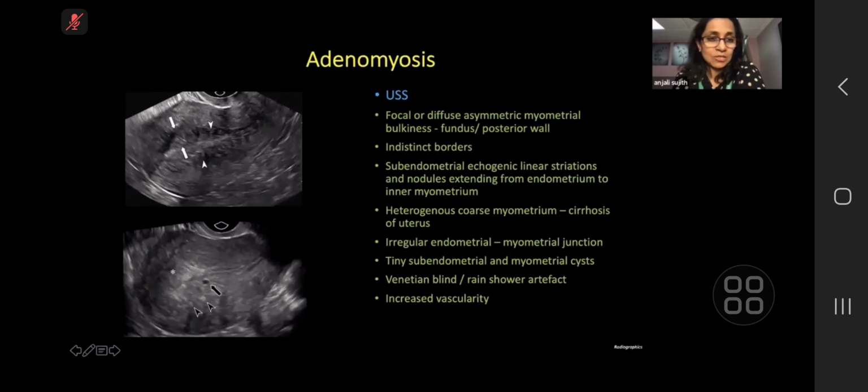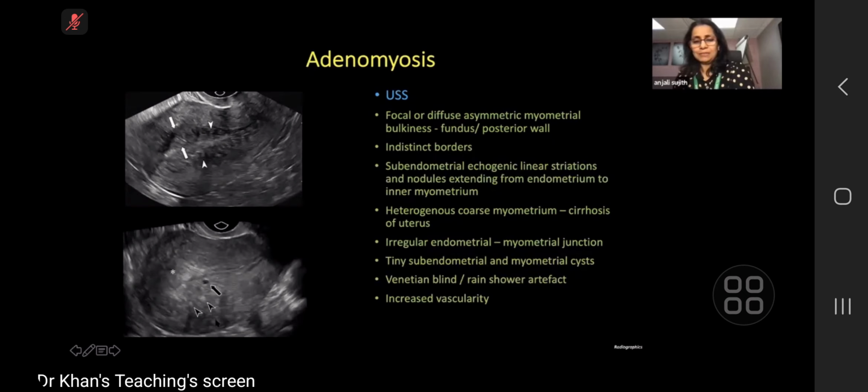Okay. So on ultrasound, adenomyosis has a very particular appearance. The uterus will be enlarged and will have heterogeneous echogenicity. You will see echogenic stripes extending from the endometrium to the inner myometrium. You can see echogenic nodules and myometrial, subendometrial cysts. Overall, this heterogeneous appearance of the uterus looks similar to what you get in liver cirrhosis, and sometimes we call this condition cirrhosis of the uterus. Okay, so it is less likely that an ultrasound may be asked, but it's important to be aware of this appearance.